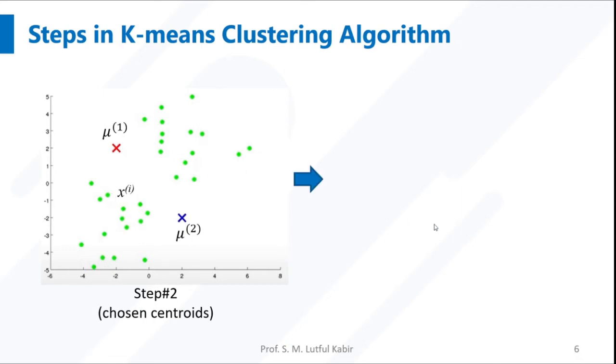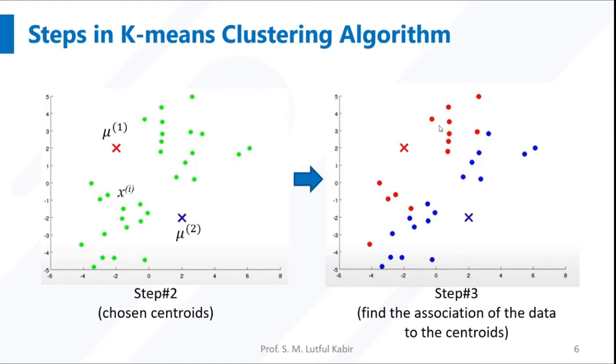So the next step is to find out the association of the data with the centroids. What is association? Let us say we have taken one point, and we have to find the distance of that point from the first centroid and then the second centroid. So this distance and this distance, and then we have to decide which one is smaller. You can see this one is smaller, so this point will be associated with this centroid. Let us say this point is xi.